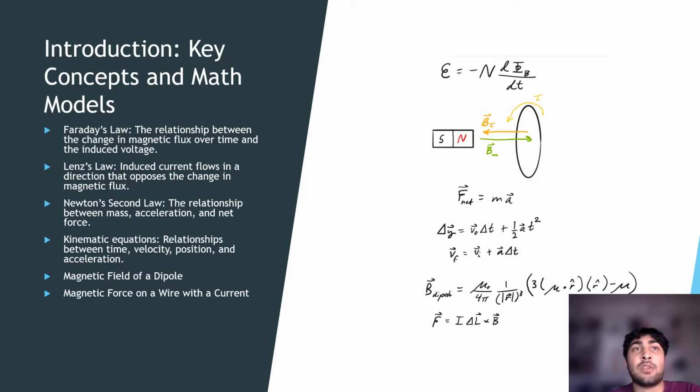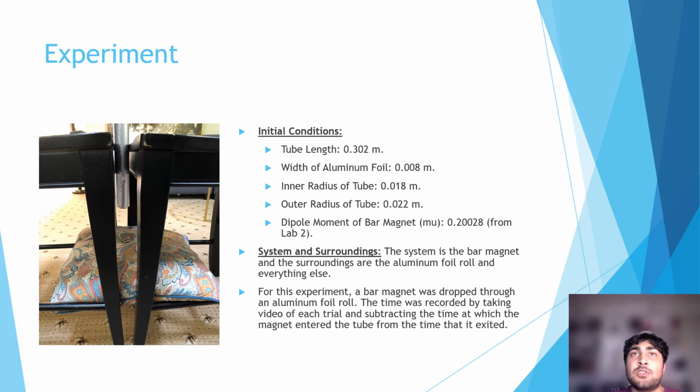Newton's second law, right under the diagram, is the relationship between mass, acceleration, and net force. Kinematic equations, the relationship between time, velocity, position, and acceleration, are right below Newton's second law. Then the bottom two are the magnetic field of a dipole and the magnetic force on a wire with a current, respectively.